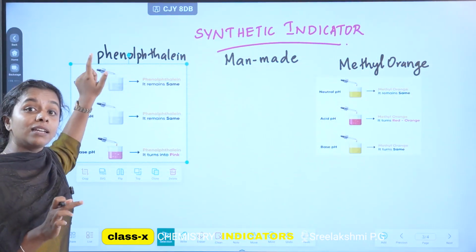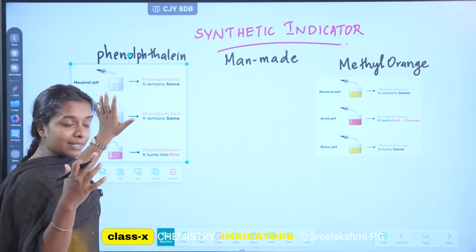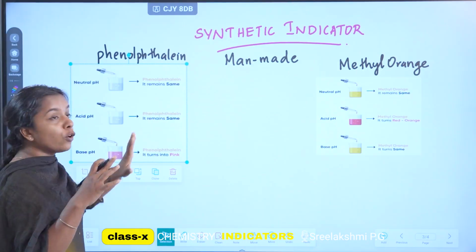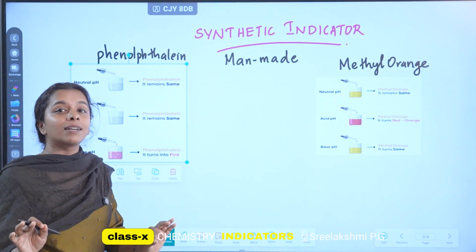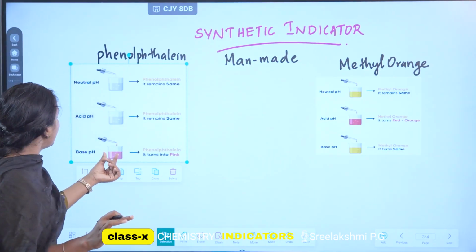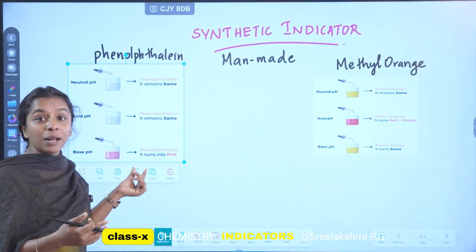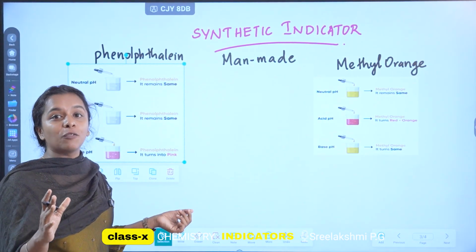It is actually colorless. When you take phenolphthalein, it is colorless. But in the presence of acid, phenolphthalein will remain colorless. There won't be any change in the color of phenolphthalein. But here you can see when we add base, the color will change into pink color. The color will change into pink in the presence of base.